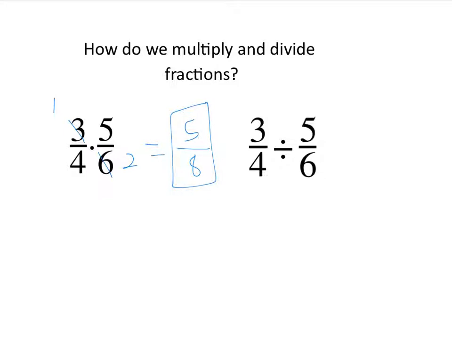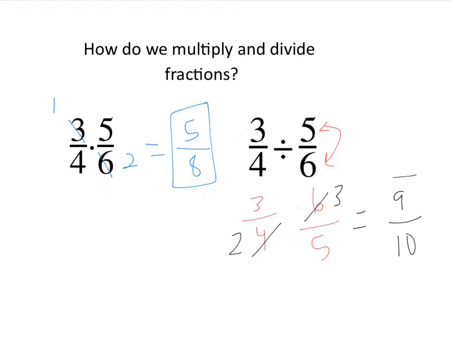Now when we divide fractions, really we flip the second and multiply. So 3/4 times 6/5. Look at crossing out cross products, and out of the 4 and 6 I can take out a 2. So 4 becomes a 2, 6 becomes a 3, multiply straight across and get 9/10.